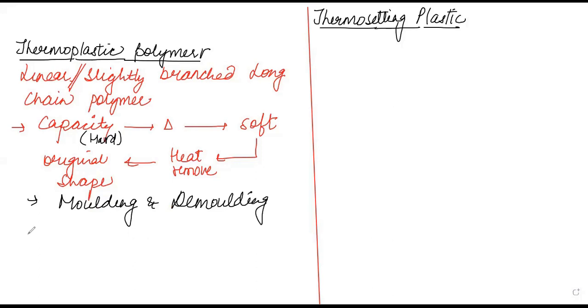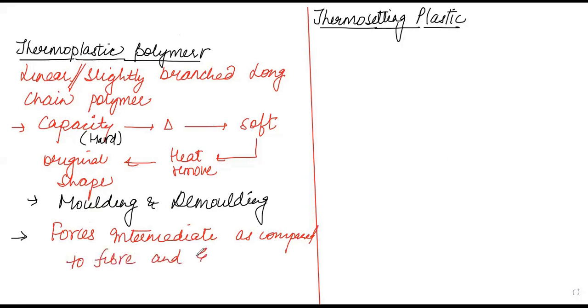Molding and demolding, two processes are there that are related to thermoplastics. Fine. And in this, if we are talking about the forces, they are intermediate as compared to fiber and elastomer. जितने फोर्सेस इन दोनों में प्रेजेंट होते हैं उनके इंटरमीडिएट से फोर्स यहाँ पे प्रेजेंट होंगे थर्मोप्लास्टिक्स में. वेरी वेरी इंपॉर्टेंट. अगेन आई एम सेइंग कि प्लीज फोकस अपॉन द एग्जांपल पॉलीइथीन, पॉलीस्टायरीन, पॉलीविनाइल क्लोराइड.